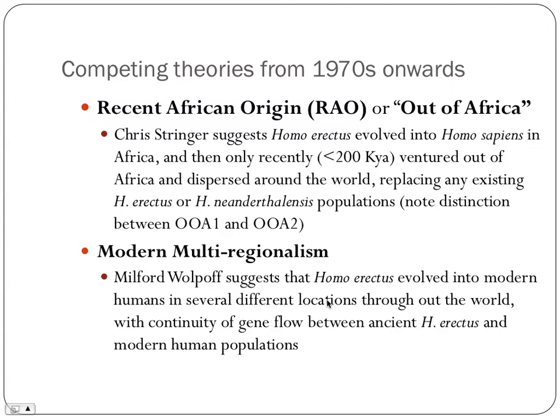That's contrasted with a theory known as multi-regionalism. Milford Wolpoff has been the principal proponent of that idea. He's not the only one, but keeping things simple, you can argue it's Stringer versus Wolpoff in this. He suggested that there was a continuity of gene exchange across the whole of Homo erectus's range through Africa into Europe and Asia, and that it was all this gene flow going on, and the whole population of Homo erectus turned into Homo sapiens gradually. And that's how we got modern human populations.